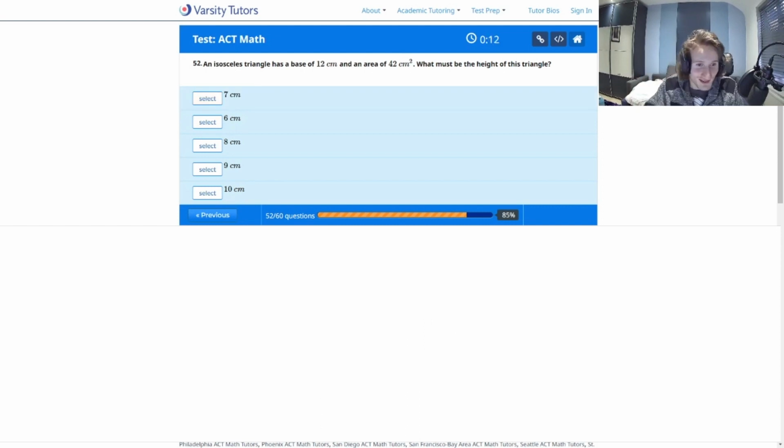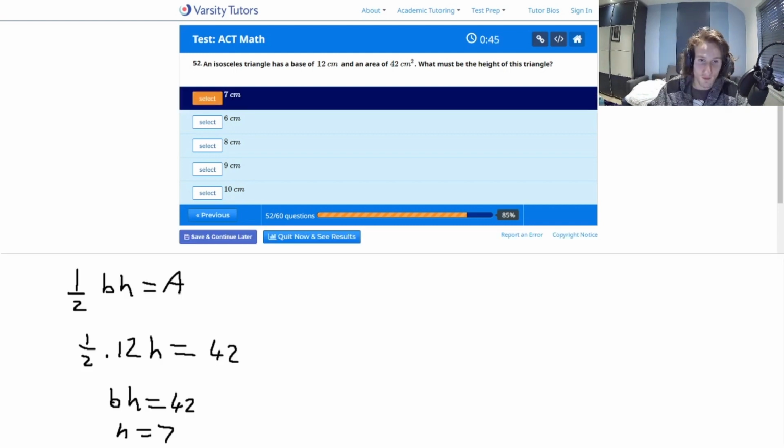Wait, why am I saying good? I'm not teaching someone. An isosceles triangle has a base of this and an area of that, so what is the height? The height is going to be 7.